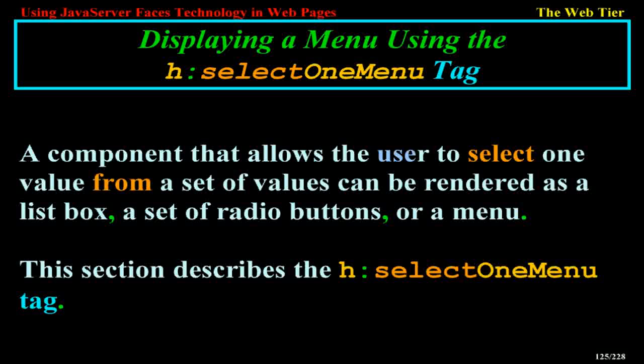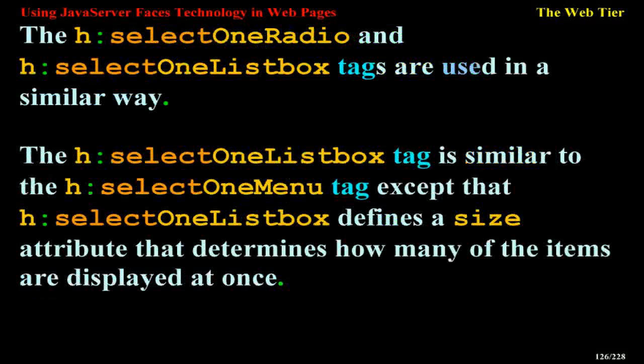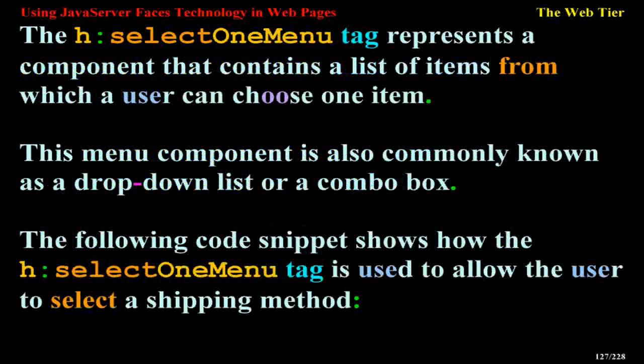This section describes the h:selectOneMenu tag. The h:selectOneRadio and h:selectOneListbox tags are used in a similar way. The h:selectOneListbox tag is similar to the h:selectOneMenu tag except that h:selectOneListbox defines a size attribute that determines how many of the items are displayed at once. The h:selectOneMenu tag represents a component that contains a list of items from which a user can choose one item. This menu component is also commonly known as a drop-down list or a combo box.